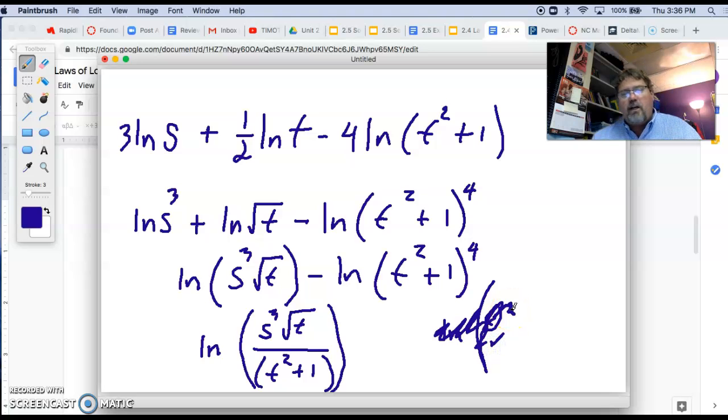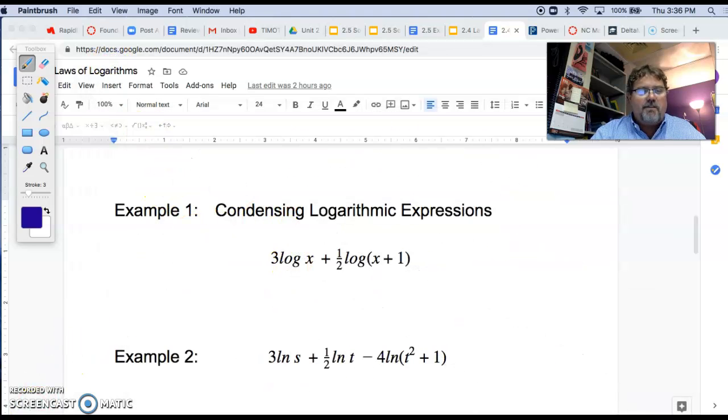All right, that got a little long. I'll see you in the next one. We're going to undo this process. So that was condensing, and we're going to expand some in the next. And if you can do these, you'll be able to handle the ones in the problem set. All right, I hope this is helpful, and I'll see you in the next video.